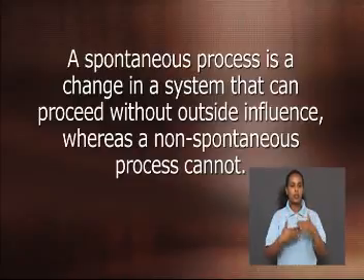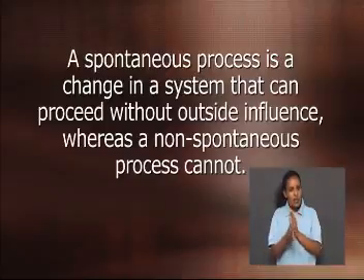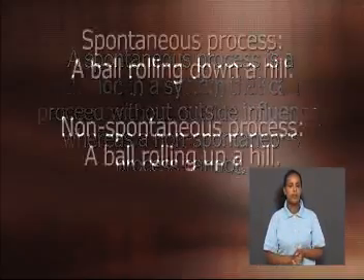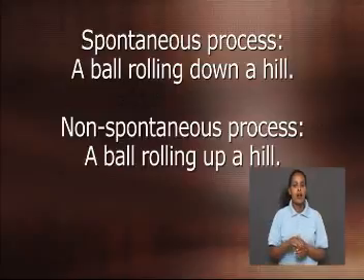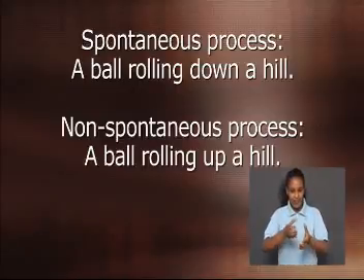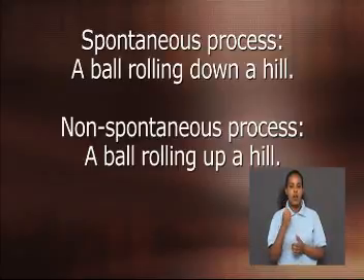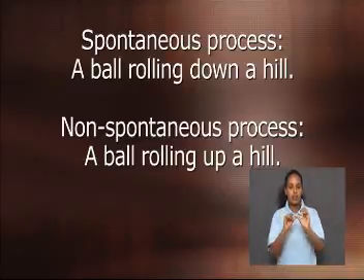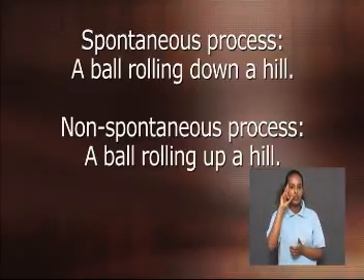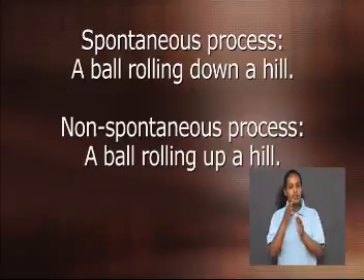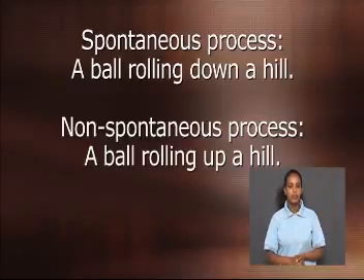Non-spontaneous processes require the constant application of outside influence. A ball rolling down a hill is an example of a spontaneous process. A ball rolling up a hill is an example of a non-spontaneous process because it would need some type of external action to get it started, like pushing. Great work.